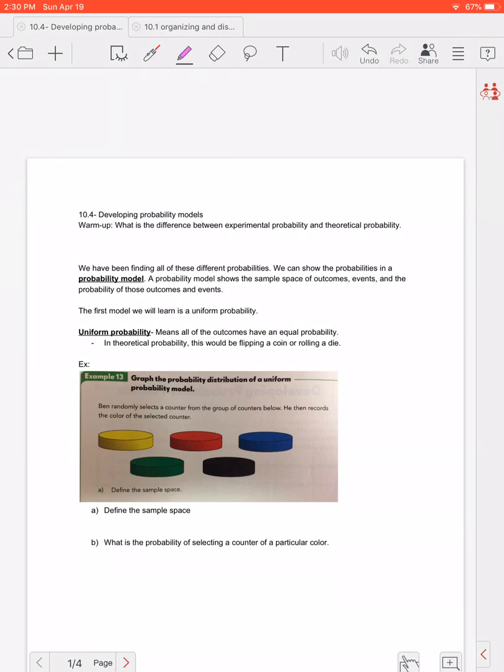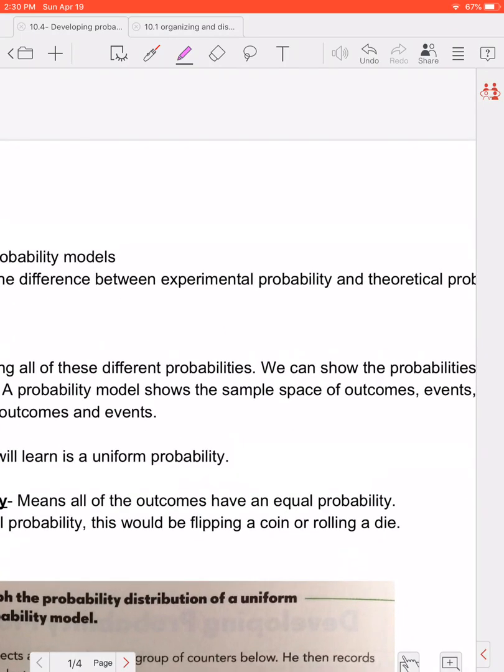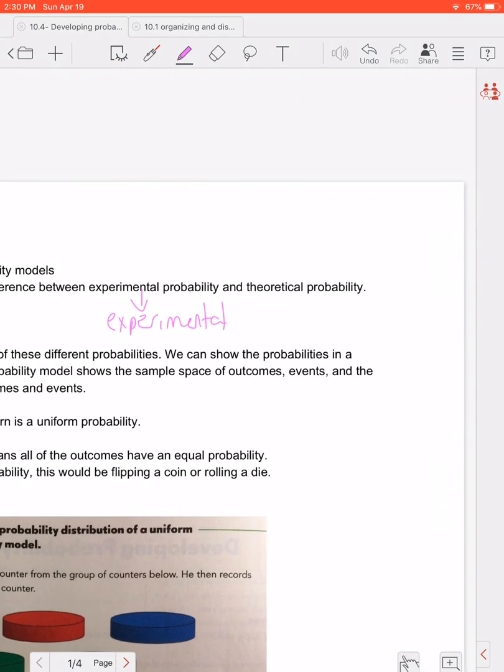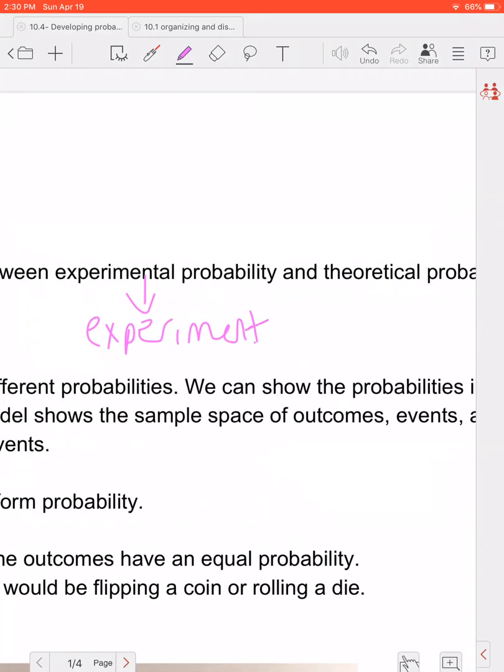So remember, experimental probability is when we actually perform some sort of experiment. Okay, we toss a coin, or we practice pulling marbles out of a bag, or we spin the spinner, right? So experimental is some sort of experiment, right? You actually try it. Okay, and theoretical probability is what's going to happen in theory.